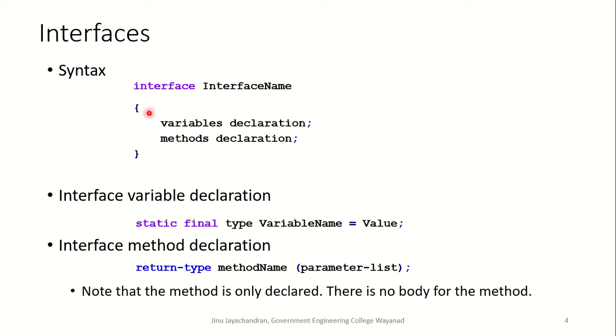But the difference comes here, that the interface variable declaration should be static final. There will be some data type for the variable, for example int or float, then the variable name equal to value. So this is like a final variable. The value of this variable cannot be changed. And the interface method declaration is return type, method name, and in brackets the parameter list. Here you should be careful that there won't be a body for the method. You will not define what the method does, you will just declare the method, that's all.